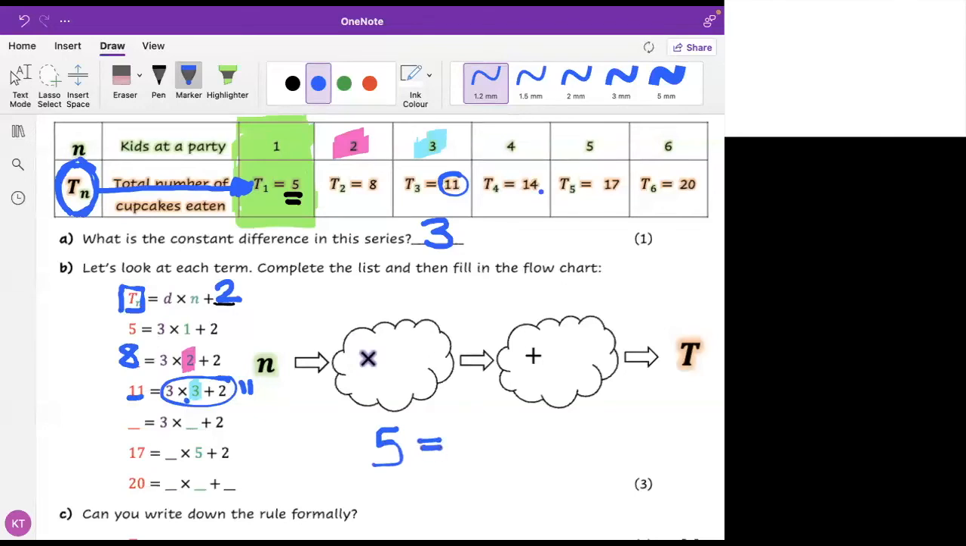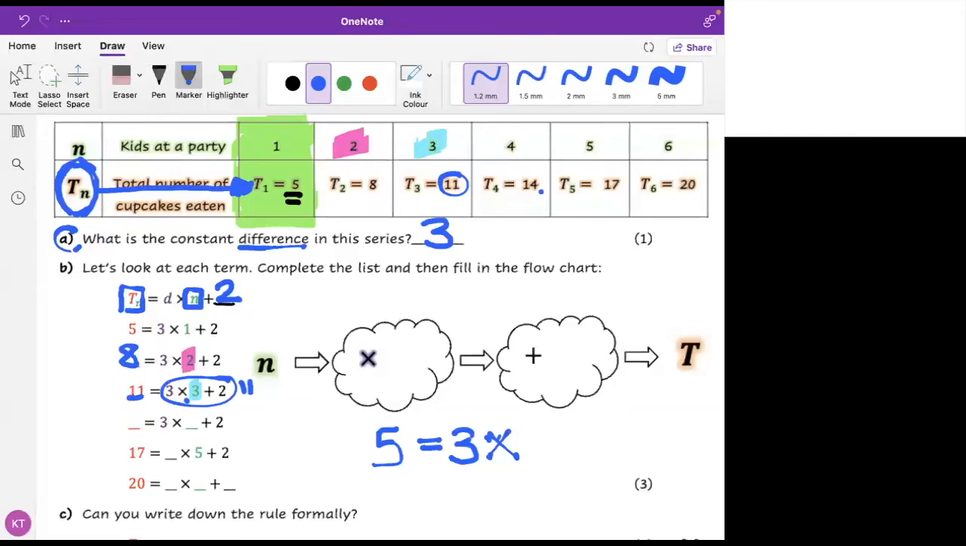Equals. Dimple, what did we work out the difference to be in number A? Here's A here. What did we say that the difference was? 3. We said it was 3. Good. Nice. Okay, times by. Right, now we're going to go back here. When we go back here, now it says N. You see it says N?